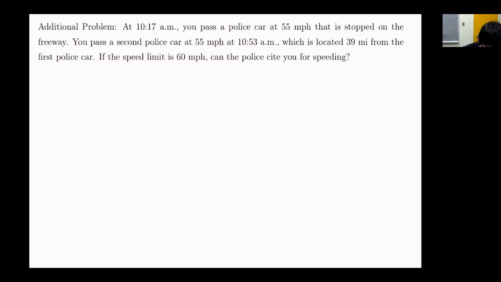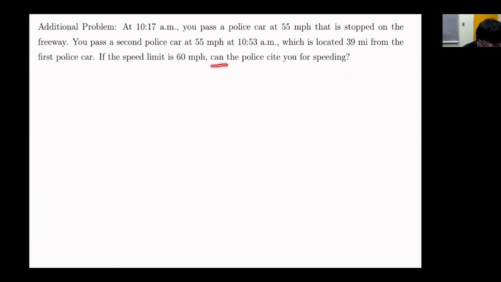Now let's continue with this additional problem. This is actually a word problem, related to the dynamic understanding towards the mean value theorem. The problem states as follows: at 10:17 a.m., you pass a police car at 55 miles per hour that is stopped at the freeway. You pass a second police car at 55 miles per hour at 10:53 a.m., which is located 39 miles from the first police car. If the speed limit is 60 miles per hour, can the police cite you for speeding?